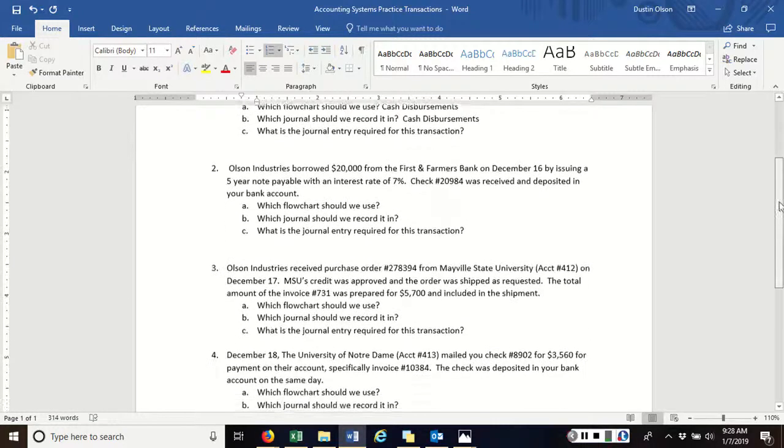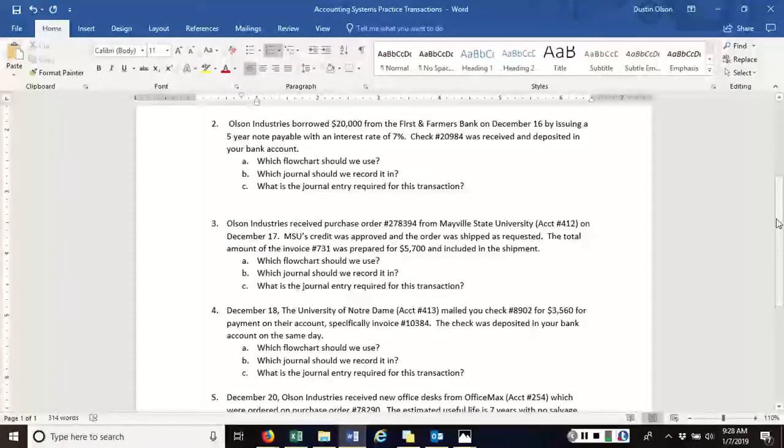So let's take a look at the next question. Question number 2, Olson Industries borrowed $20,000 from the First and Farmers Bank on December 16th by issuing a 5-year note payable with an interest rate of 7%. Check number 2984 was received and deposited in the bank account.